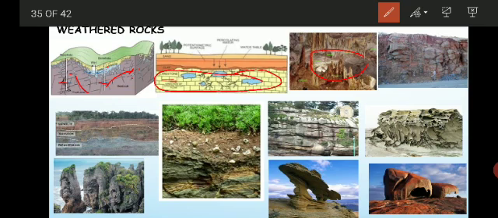Sinkholes are the common structures which are seen in the limestone region. Then this type of caves in which you can find the stalactites and stalagmites, then columns, all these structures are seen in the limestone region, and this is why they are good reservoirs of the groundwater.